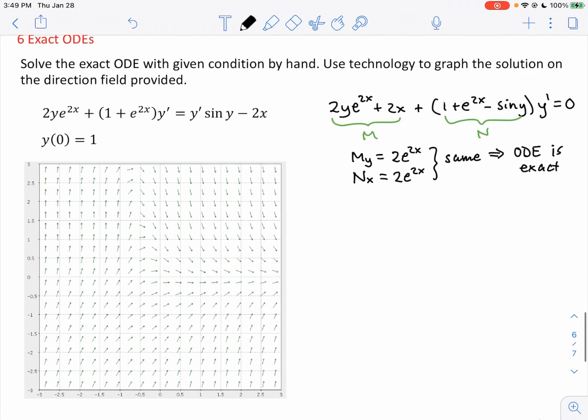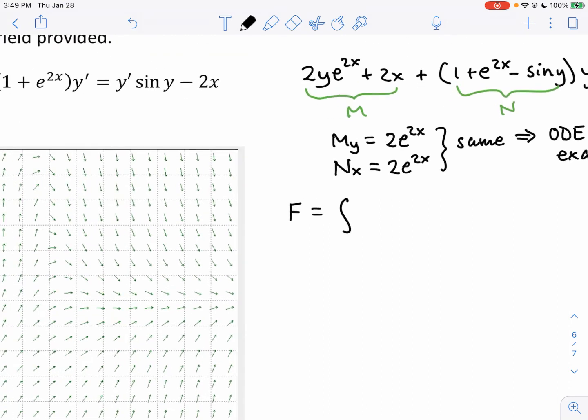Now we go through the process. We construct F by doing an antiderivative of M with respect to x. I know it's really easy to get these confused when you're thinking in terms of x, when you're thinking in terms of y, but the more you practice this, the better you'll get, the fewer mistakes. So we do an antiderivative of M. Let me just rewrite what M is in there: 2y e to the 2x plus 2x with respect to x, and as a consequence of that antidifferentiation, we'll have an arbitrary g of y.